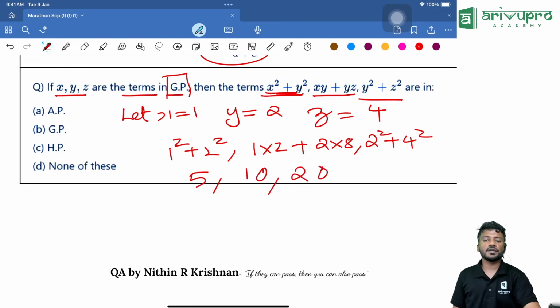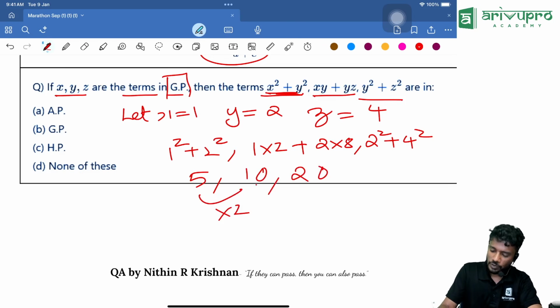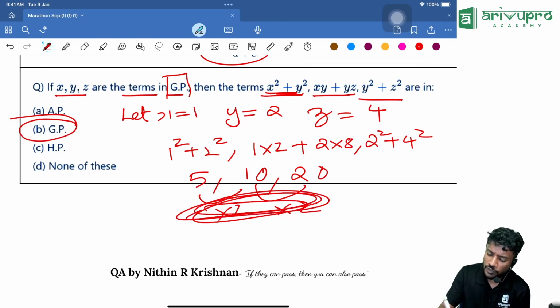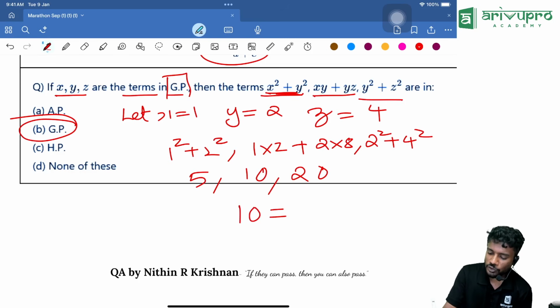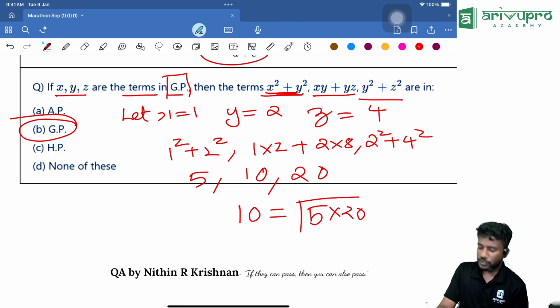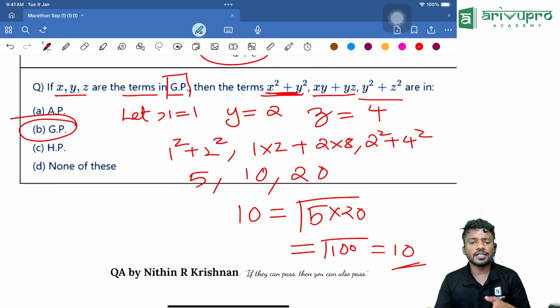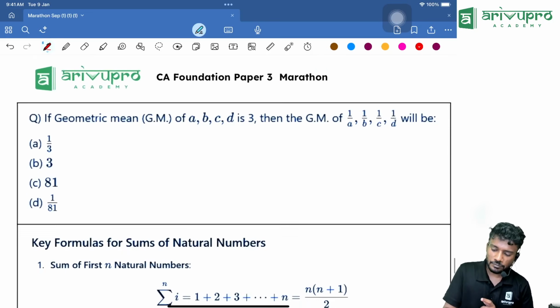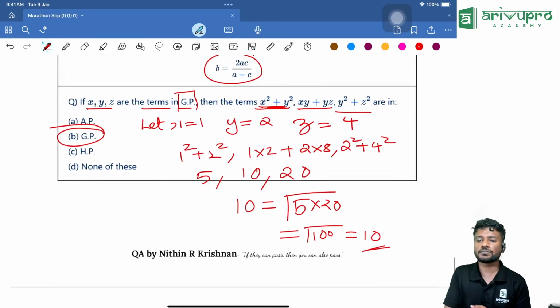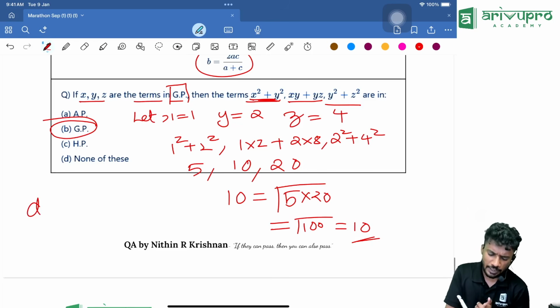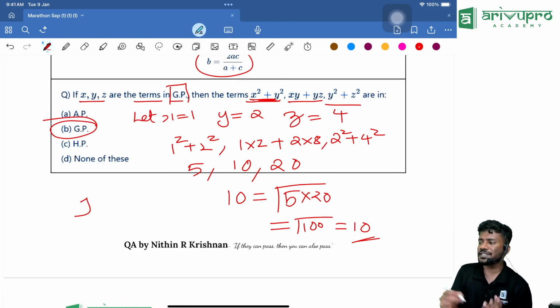Is it in AP, GP or HP? What do you think? Into 2, into 2. That means they are in GP itself. Or how will you verify? We will check 10 is equal to root of 5 into 20. The middle term is equal to root of 5 into 20, which is root of 100, which is equal to 10. So the answer is GP. That's how you do it. But in all questions you cannot assume. In other questions, if they are in AP, we will say D is equal to X minus Y, and likewise we will check.